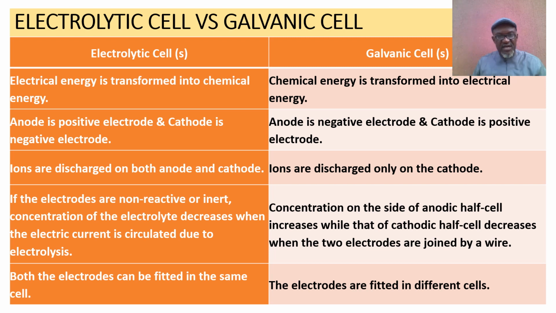In the electrolytic cell, anode is the positive electrode and cathode is the negative electrode. In the galvanic cell, anode is the negative electrode and cathode is the positive electrode. For electrolytic cells, ions are discharged on both electrodes. Ions are discharged only at the cathode for galvanic cells, and so on. So you can see we try to differentiate them using that table there.